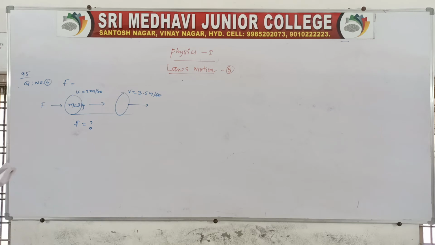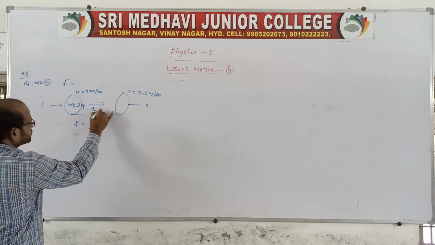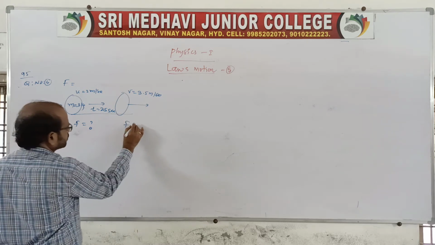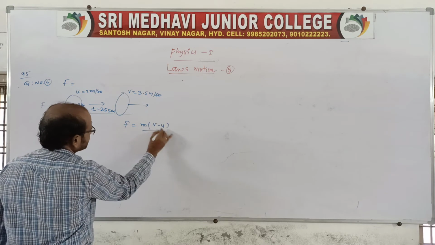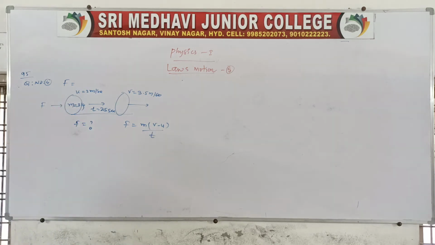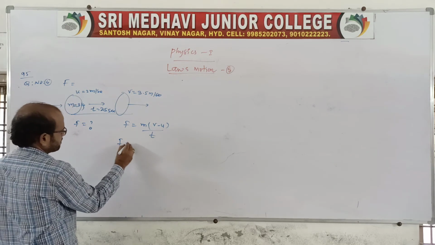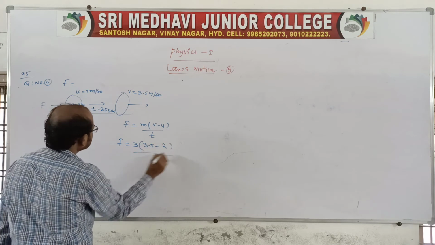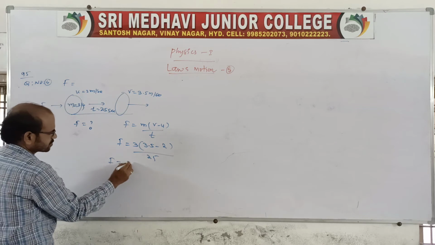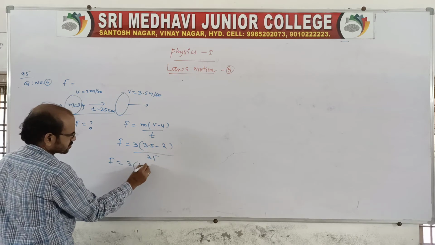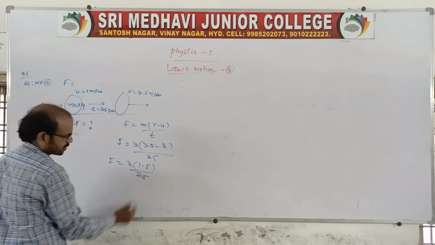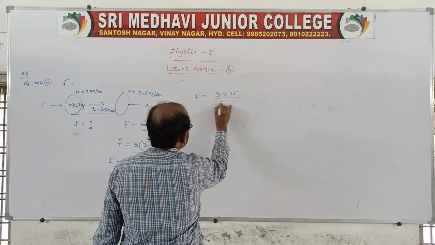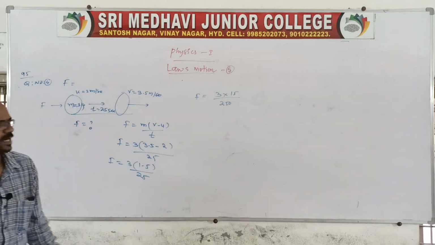In this case the time is given as t is equal to 25 seconds. Then you take the direct formula, F is equal to m into (v minus u) by t. Very simple. We know m is given as 3, and the velocities are 3.5 minus 2, by 25. So F is equal to 3 into 1.5 divided by 25. So here F is equal to 3 into 15 by 250.